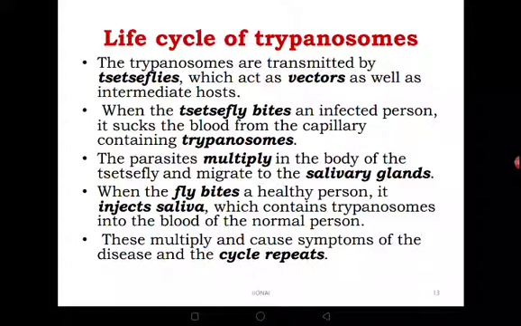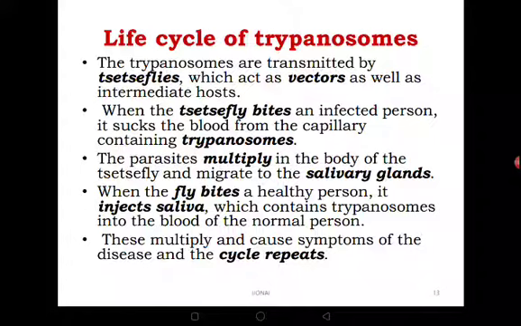So after biting you, in case you are suffering from trypanosomiasis, and then the sessile bites you, it gets the infection, the parasites, from your blood, and then takes it into its alimentary canal, from which the parasites now will multiply and increase in number, and then migrate to the salivary glands, where it can again be spread to another person. So when the fly bites a healthy person, it injects saliva, which contains the trypanosomes, into the blood of the normal person. So this multiplies and causes symptoms of the disease, and then the life cycle repeats.